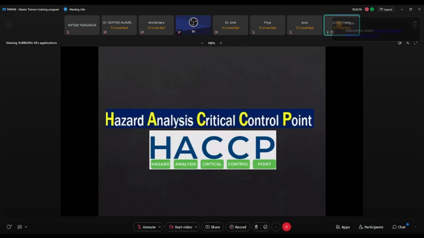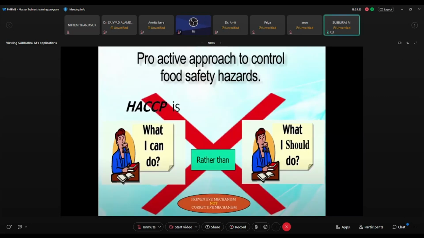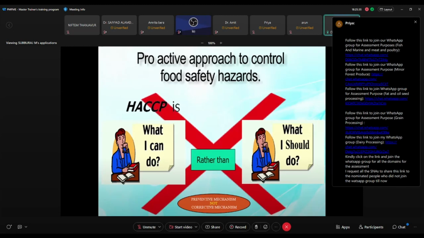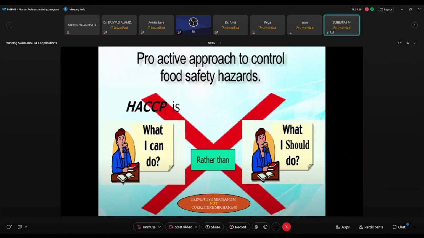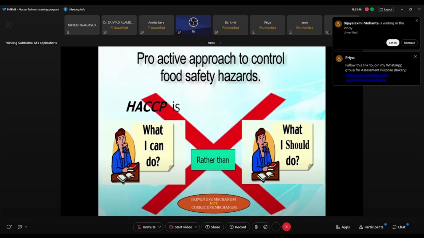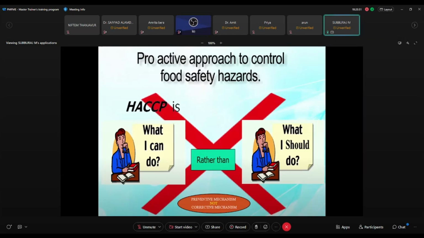So let us see HACCP. We all know it as hazard analysis, critical control point. HACCP is a proactive approach to control food safety hazards. Generally, after an incident or food poisoning happens, people run behind asking what can I do. HACCP is not like that. Before the incident occurs, we have to think about what we should do. So HACCP is not a program for the problem after it happens.